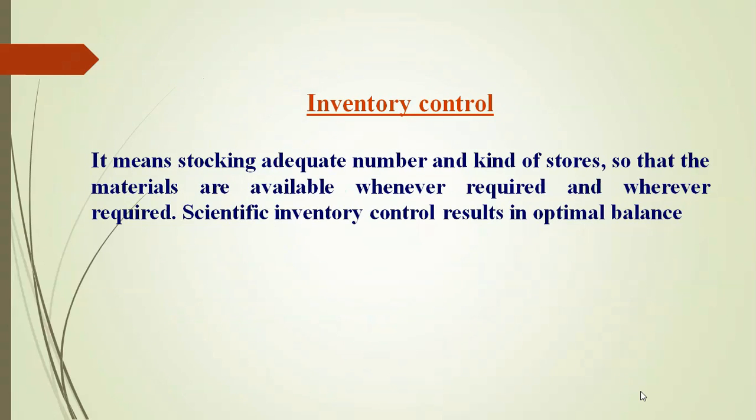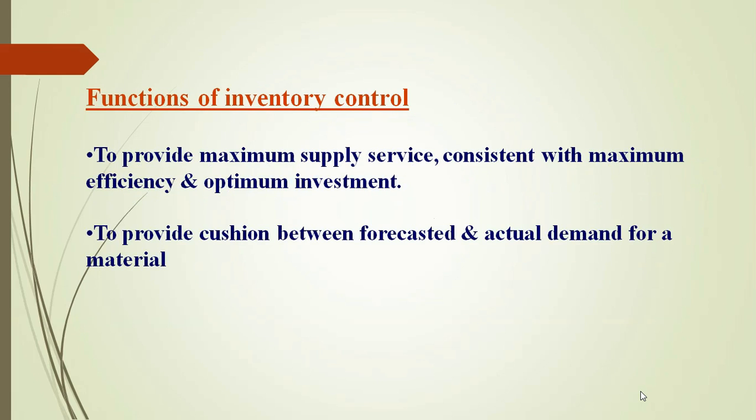In inventory control, it means stocking adequate number and kind of stores. I have used the term inventory control twice and thrice in this lecture over the previous 5-6 slides. Now we will try to understand what exactly it means. It means stocking adequate number and kind of stores so that the materials are available whenever required. Scientific inventory control results in optimal balance. The functions of inventory control are to provide maximum supply services consistent with maximum efficiency and optimum investment, and to provide a cushion between forecasted and actual demand for a material.